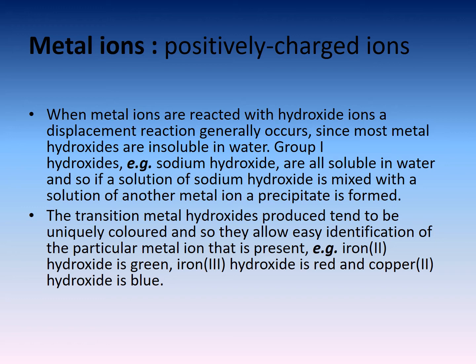You know that transition metals are colored compounds. When these hydroxides are formed, they are colored, and so they allow easy identification of the particular metal ion that is present. For example, iron 2 hydroxide is green, iron 3 hydroxide is red, and copper 2 hydroxide is blue in color.